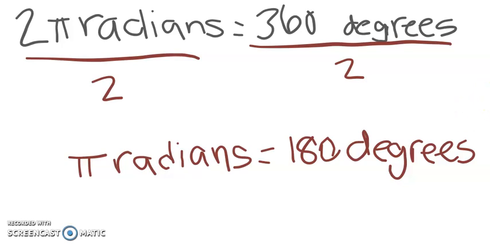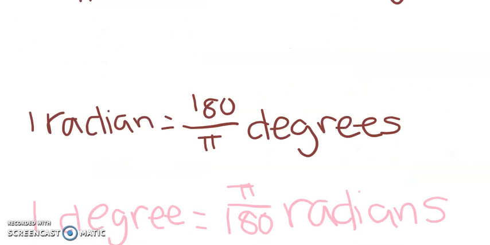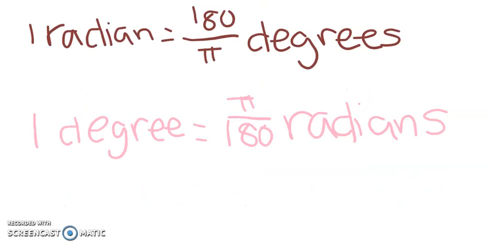Now, what if we're trying to figure out how many degrees is equal to 1 radian? Well, if we were to go down, we'll see that 1 radian is equal to 180 over pi degrees. And it's the same thing for how many radians are equal to 1 degree. Well, as you see, it's the opposite of 1 radian, which is pi over 180 radians is equal to 1 degree. Now, let's try with a few examples.